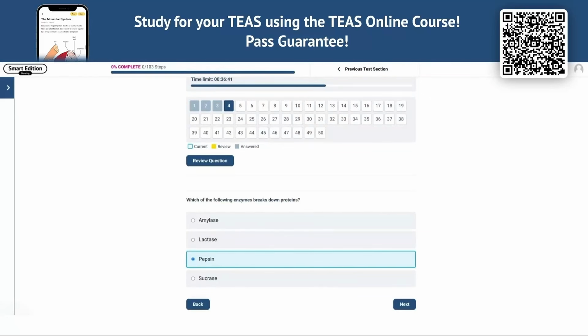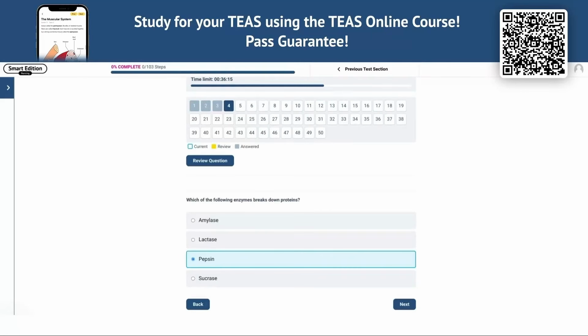Let's talk about why the other three are incorrect. So amylase is the enzyme that breaks down starches, meaning complex carbohydrates, into simple sugars. It basically doesn't have anything to do with proteins at all. Lactase. Lactase is an enzyme that breaks down lactose, that's the sugar found in milk, into simpler sugars. So lactase works on lactose, not proteins.